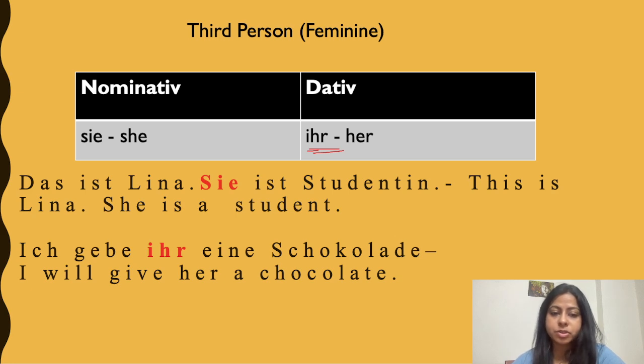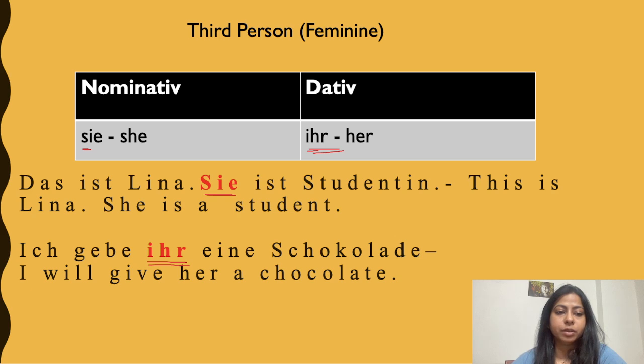This is Lina, she is a student. Ich gebe ihr eine Schokolade. I will give her a chocolate. So again, for sie, the dative personal pronoun is ihr. And also in sie, s will be small. Here, since the sentence is starting, hence s is in capital letter.